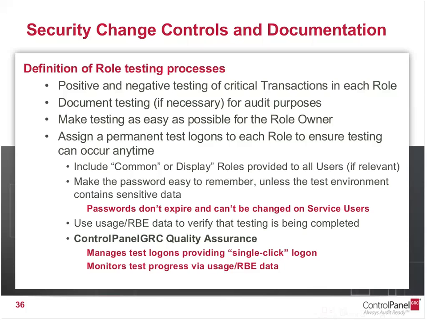And then, of course, we can monitor the testing progress. And when the team comes back and says, hey, our testing is complete, we didn't find any defects, you can say, you signed on to 6 of your 10 roles and you ran 3 transactions from each of them. Are you sure the testing is complete?